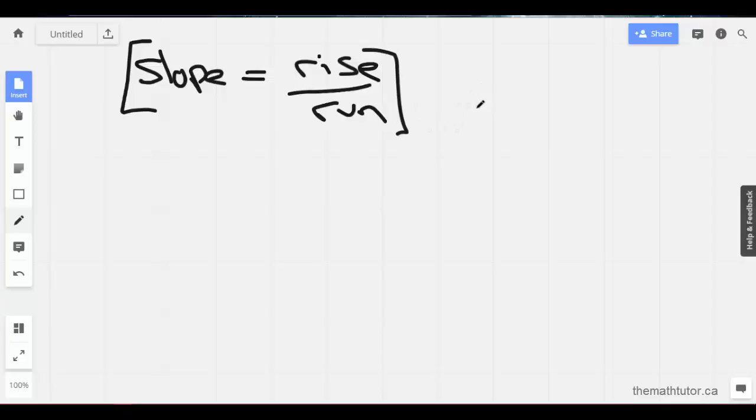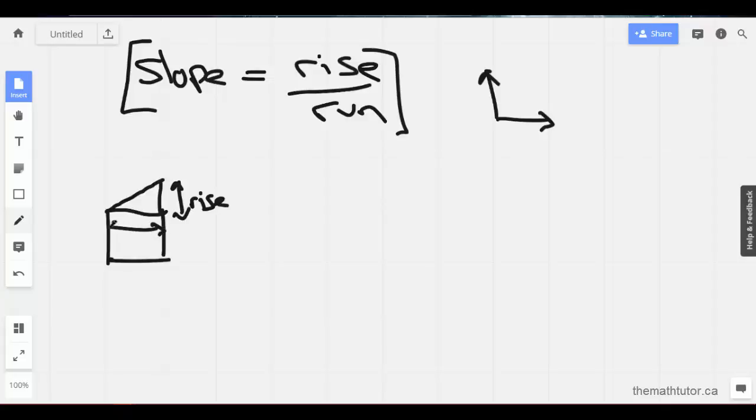So the rise is how much the roof goes up or the line goes up, and the run is how far it goes from left to right. So for example, I'll draw a bad drawing of a house, and let's just put a roof on here, just a simple roof, just straight up and down. So for this one, that distance there is the rise, and the distance left to right, that is the run.